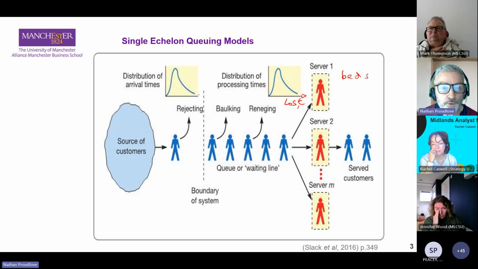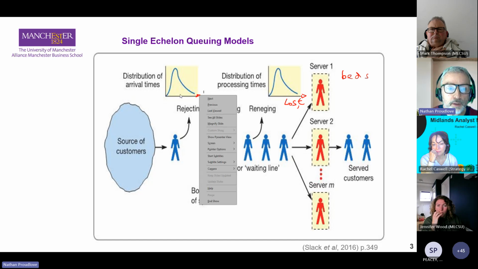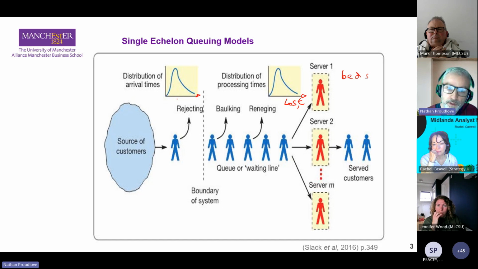And then for the arrivals, we might be thinking about it in terms of the time between patients arriving, being referred, whatever. Or we might be thinking about the number in a time slice, the number per day, per week, per month. They're equivalent ways of thinking about the system. So that's what we mean by a simple queuing system.